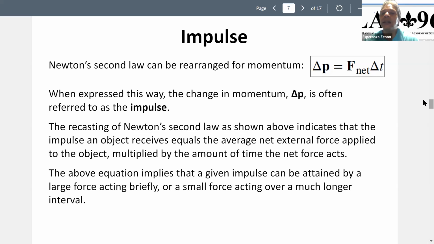So if you look at the right side of the formula that's in the box, F net times delta T. Well, what they're saying is sometimes your F net will be big and your delta T will be small, and that will produce a large impulse. Or your F net could be small and your delta T large, and you'll still get a large impulse. So F net and delta T can vary in terms of the amount, but the product will combine to still give a substantial impulse, change in momentum, okay?